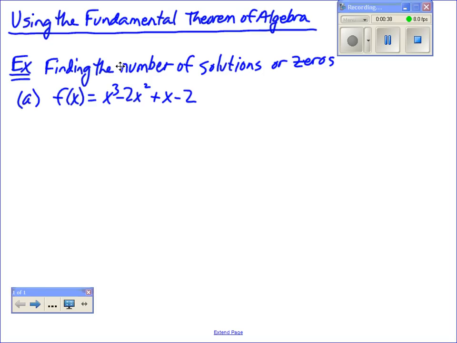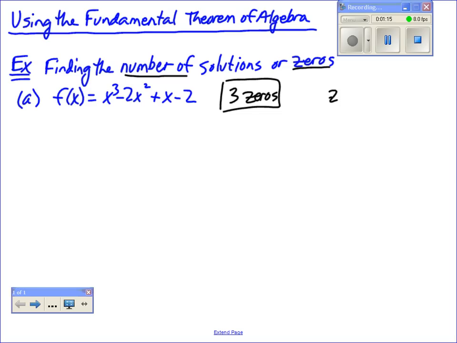And then mathematicians went a little further with what's called the linear factorization theorem and said you have at least 3 linear factors, which means you have 3 zeros. So the number of solutions, or the number of zeros, is equivalent to the degree. It all stems from the fundamental theorem of algebra. Since this is degree 3, x cubed, you have 3 zeros, right?